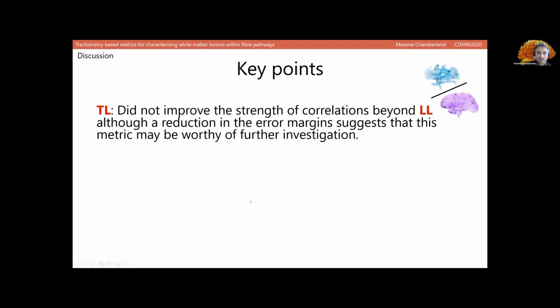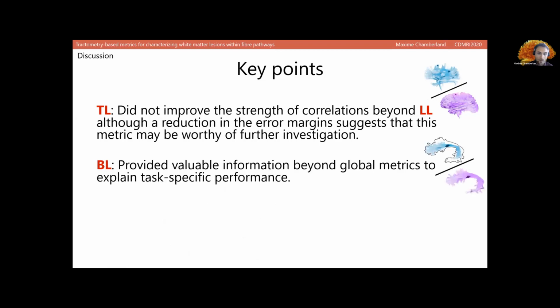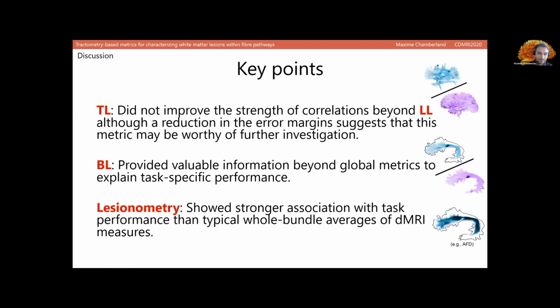So the key points here are that although tractogram load did not improve the strength of the correlation with lesion load, with clinical correlations, you can still see that it could be useful probably in other approaches, and it's still worth investigating further. The bundle load also provided some information that would go beyond the global approach, so you're a bit more targeted to what's happening at the bundle level. And the lesionometry approach showed a stronger association with some tasks than, again, whole bundle averages. So the idea is just trying to be more specific to the lesion here.